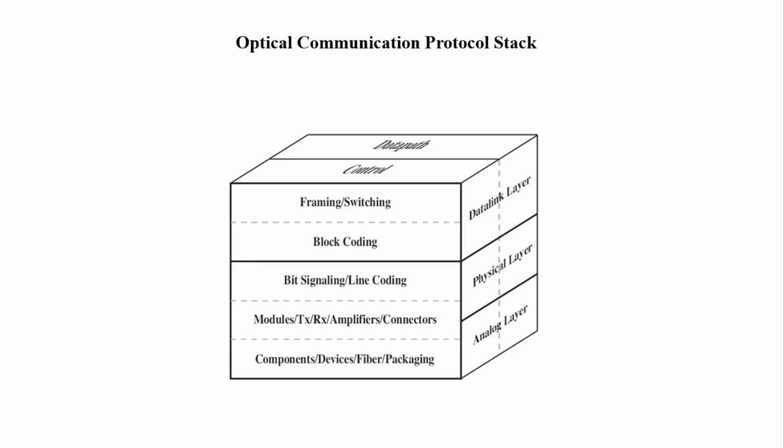Optical communication protocol stack. Here also the same thing has been represented in different manner. It consists of components, devices, fibers, packaging. That is analog layer. In physical layer, it consists of bit signal line coding. Above that, there is data link layer, framing, switching, block coding. So these are nothing but the optical communication protocol stack.